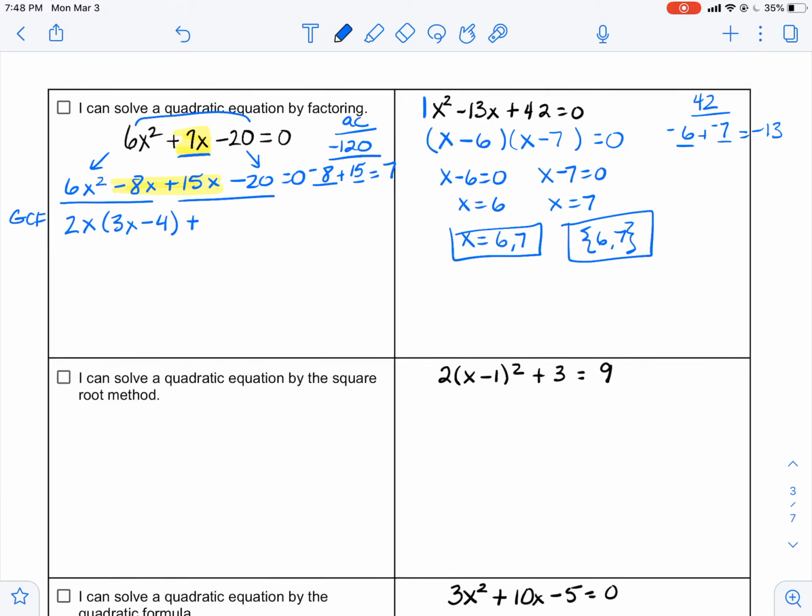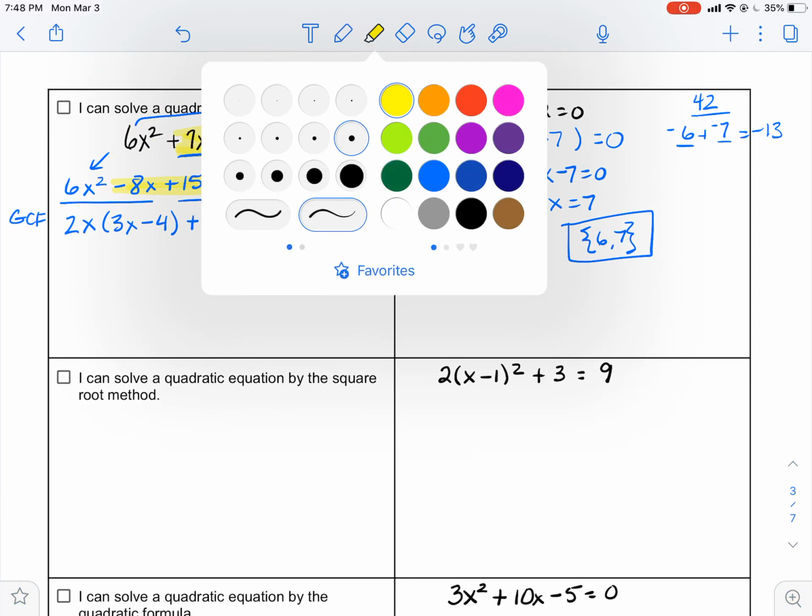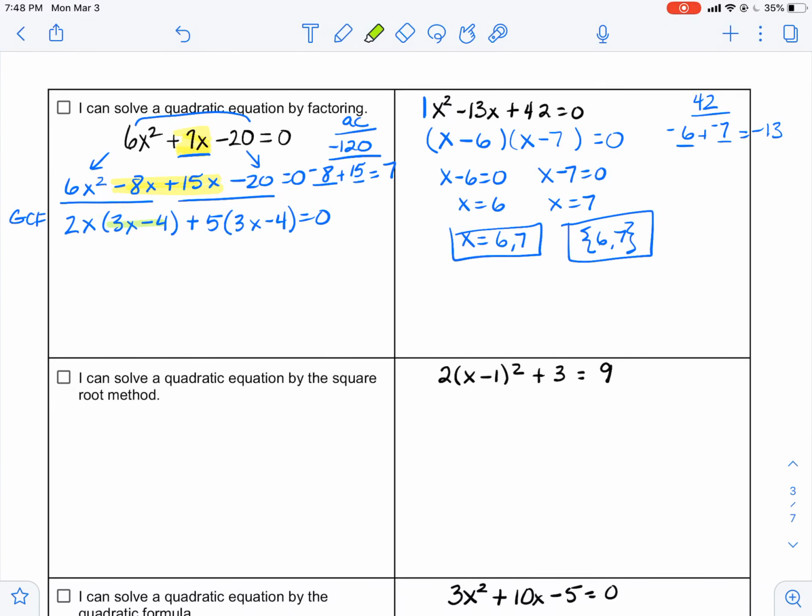5 will go into both 15 and 20. 20 does not have a variable, so I don't need to take a variable out. So 3x minus 4. Now, guys, reminder, the key here is that these two had better be the same thing. If they're not, you've messed up. So I take out that 3x minus 4 because it is now a common factor, and I'm left with 2x plus 5 equals 0.